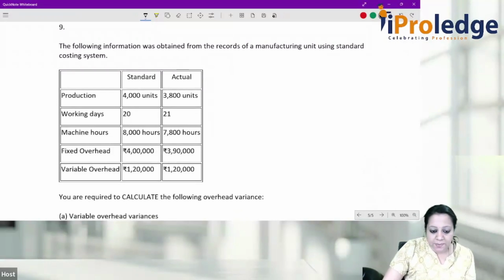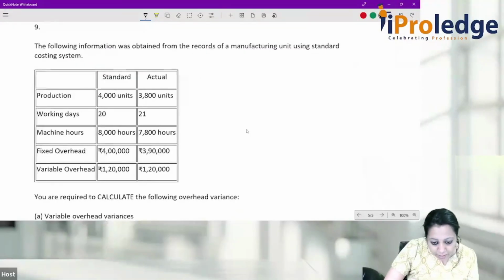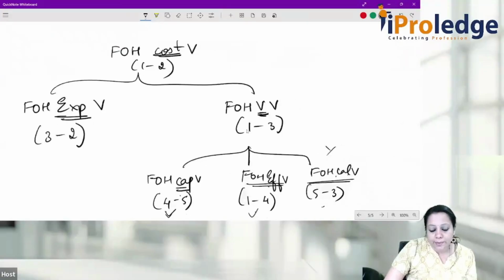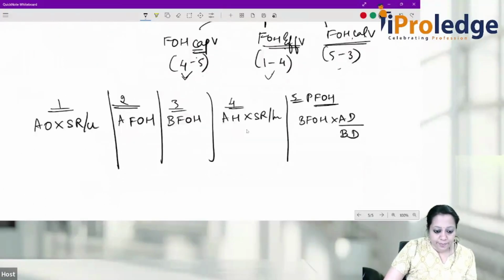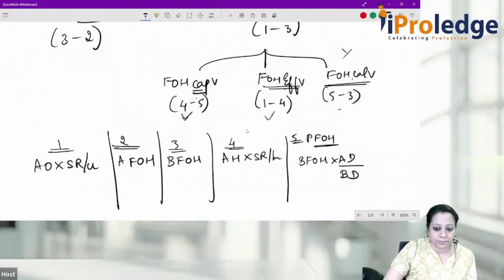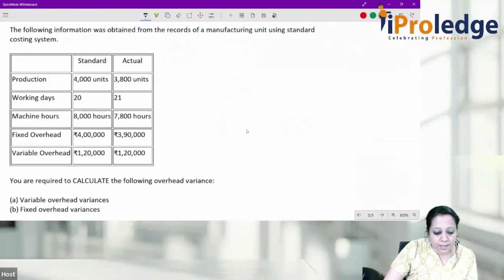So let us go and substitute everything. 4,000, 3,800, 1.2. Okay, 1.2 is variable. 4 lakh and 3 lakh 90,000. Now, AO. How will you find out AO, students? How much is the AFOH? AFOH is equal to 3 lakh 90,000.